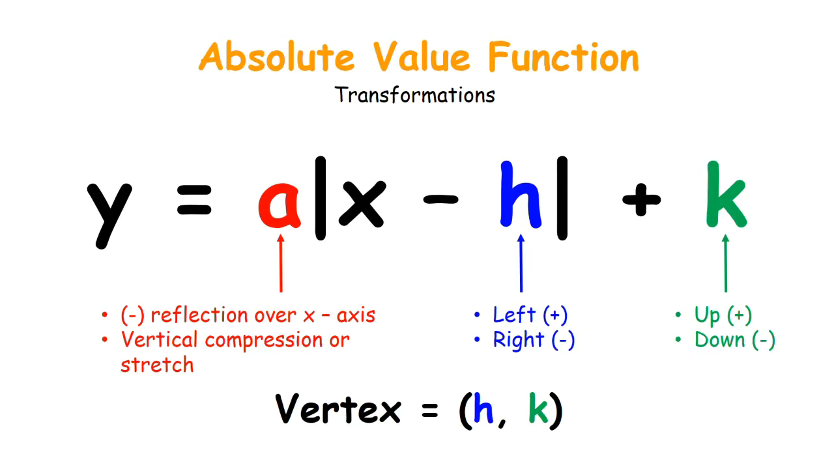Now the vertex of our absolute value is the point of the V, and the vertex can be found by the H and the K. So however many the absolute value function has moved to the left or right and up and down.